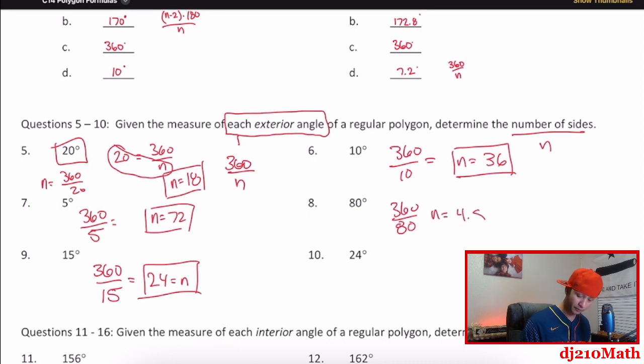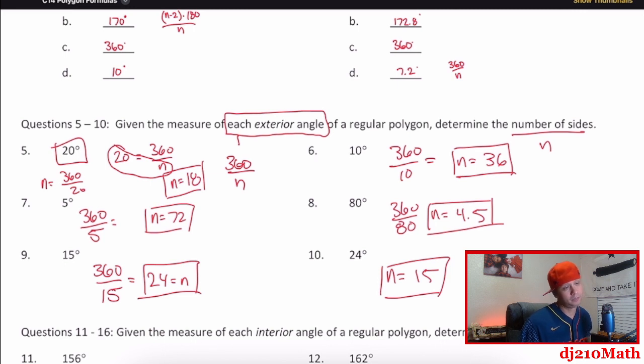N is equal to 4.5. And 360 divided by 24, N equals 15. All right, so when you have an exterior angle, it's by far the easiest, right next to the sum of the exterior angles, which is always 360. So n, the number of sides, is equal to 360 divided by each exterior angle. Or each exterior angle is equal to 360 divided by the number of sides. Either way.